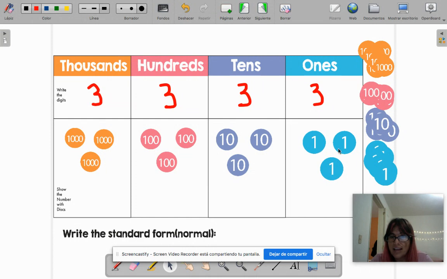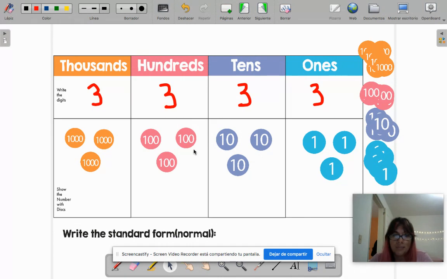So as you can see, I have 3 circles, 3 circles, 3 circles, 3 circles. The difference is the value of the circles. Imagine it is like money. Imagine this is 1 peso, 10 pesos, 100 pesos, 1,000 pesos. Here you have 3 pesos. Here you have 3 coins, but each coin is of 10 pesos. So in all, we have 30 pesos or 30 ones.